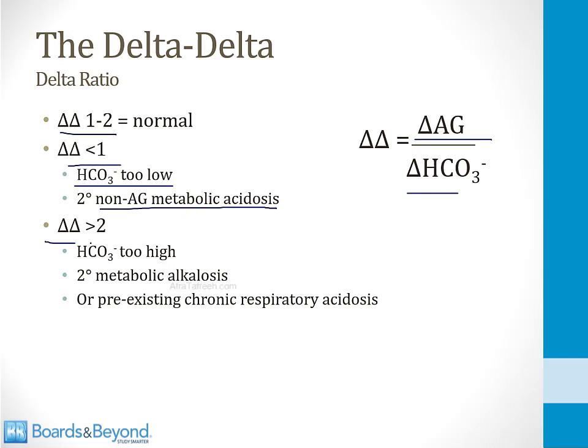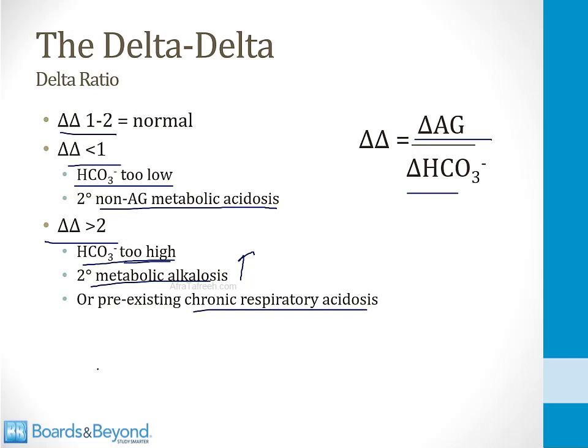If the delta-delta is greater than 2, it means the bicarbonate level for that patient is too high. There's two reasons this can occur. The first one is that there's a secondary metabolic alkalosis occurring, because metabolic alkaloses raise the bicarbonate level and therefore could make it too high. The other possibility is that that patient has a pre-existing chronic respiratory acidosis.